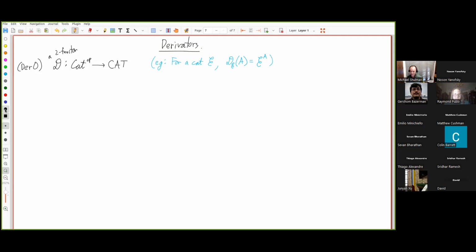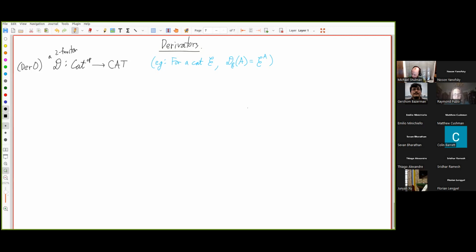And some people whose minds have been corrupted by too much cohomology like to take A op here, and then the functor goes from the double dual Cat co-op into Cat. But I find it more natural to think about covariant functors than about contravariant functors. So I like to do it this way. I mean, you can reformulate all the axioms in an equivalent way, one way or the other.